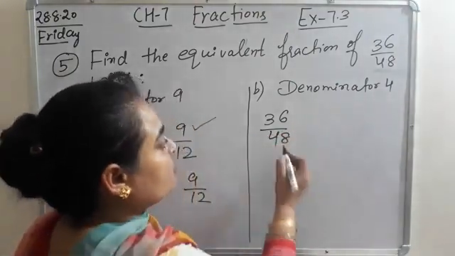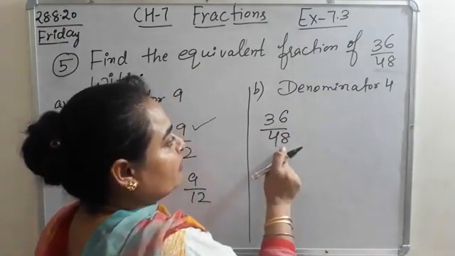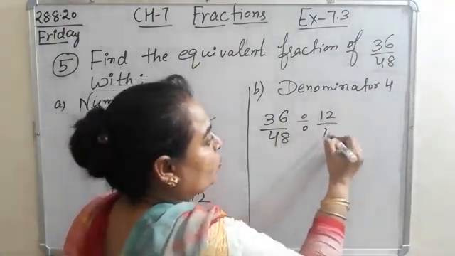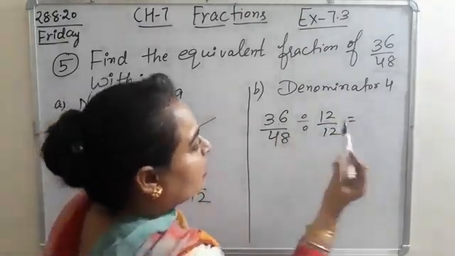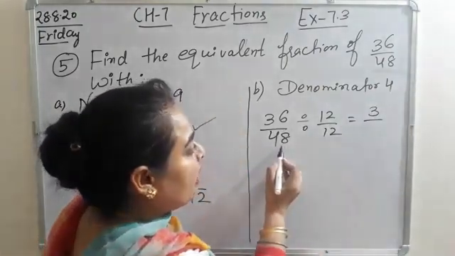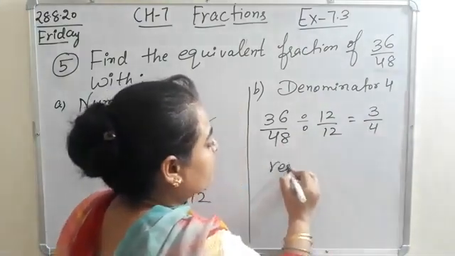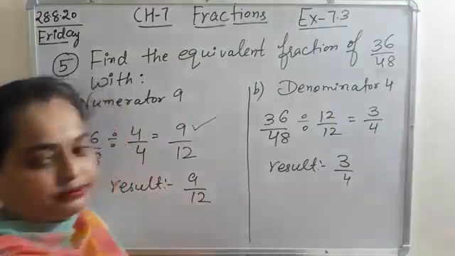So to change this denominator to 4, we will divide both numerator and denominator by 12. When you divide 36 by 12, you will get 3. And when you divide 48 by 12, we will get 4. So the result is 3 by 4.